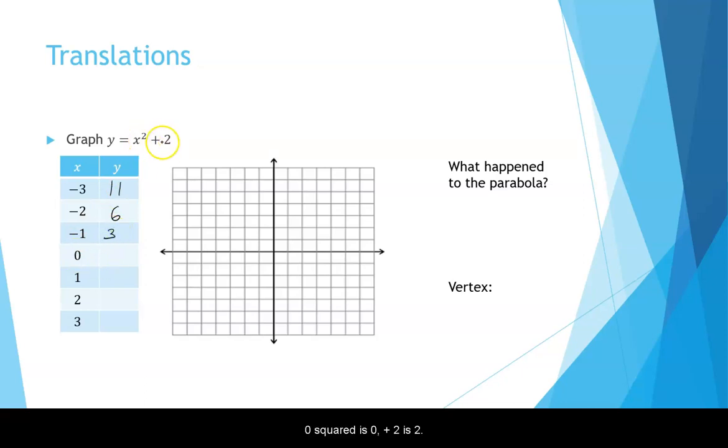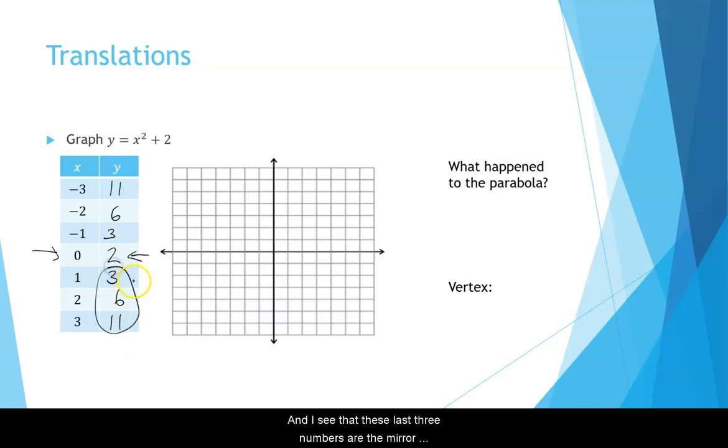0 squared is 0. Plus 2 is 2. 1 squared is 1. Plus 2 is 3. 2 squared is 4. Plus 2 is 6. 3 squared is 9. Plus 2 is 11. So I can see that our numbers start pretty high and then go down until they reach this point right here at 0, 2. And then they start increasing again.